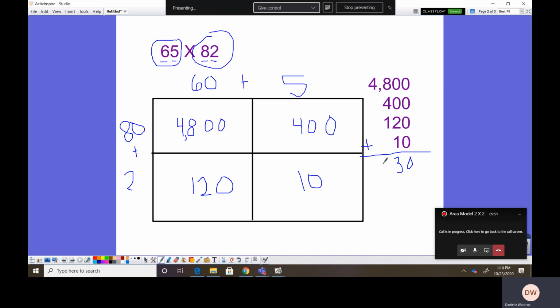I can't put a 13 down here, so I have to write my 3, carry my 1. 4 plus 1 is 5. So you should have gotten an answer, a product of 5,330.